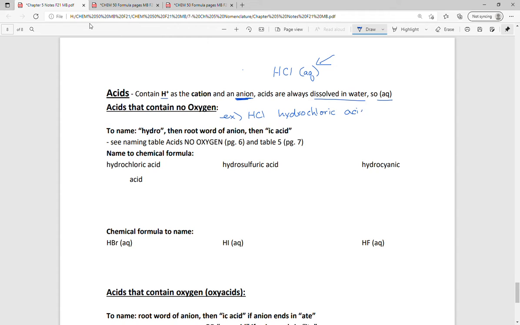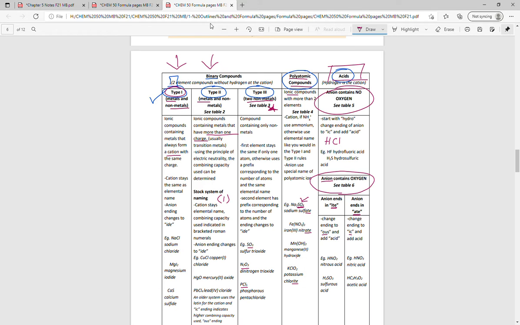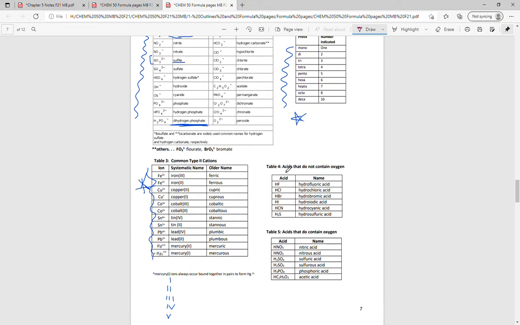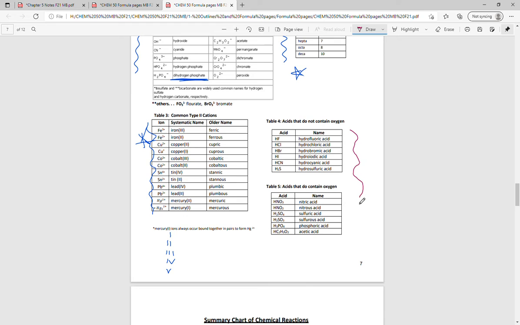So acids that contain no oxygen, the example of this is HCl, or hydrochloric acid, is the one that I use because oftentimes that's something you're already familiar with. I think these table numbers are wrong in the notes here, page 7 and page 8, but I think you'll find them. There are rules on here about how to name ones that have no oxygen and ones that have oxygen. The other thing in your formula pages, and this is a bit of a cheat, is a table of some common acids, the ones with no oxygen and the ones that do contain oxygen.